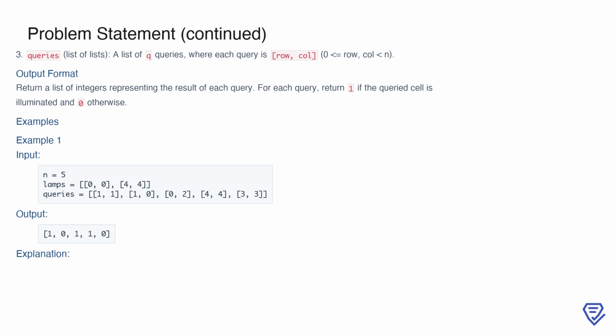To illustrate how this works, consider an example. Suppose the grid is of size 5x5, with two lamps placed at positions [0, 0] and [4, 4]. Now, we have a set of queries to process: [1, 1], [1, 0], [0, 2], [4, 4], and [3, 3]. The goal is to determine whether each of these cells is illuminated, return the corresponding results, and turn off any affected lamps as we process each query.